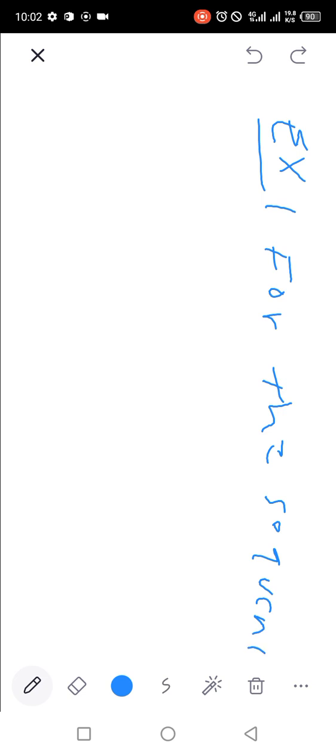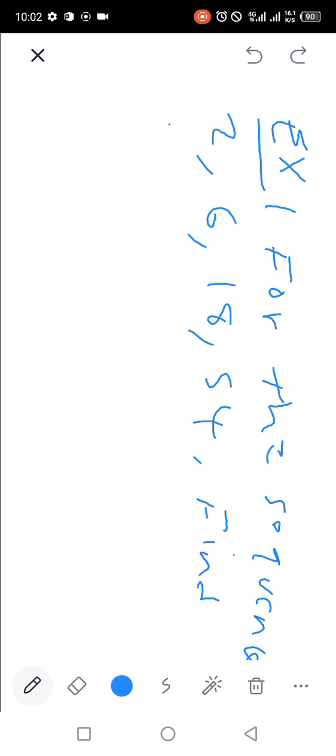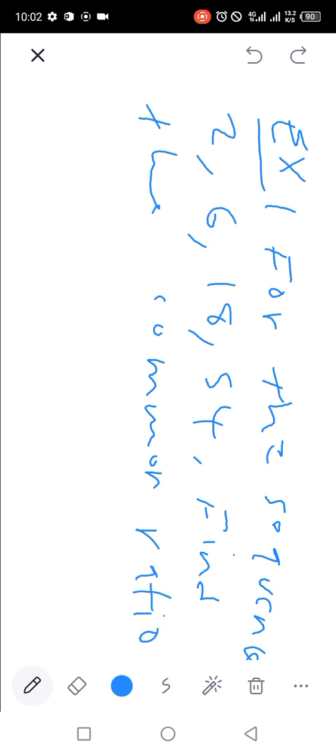So example 1. I'll be dictating most of the things. For the sequence 2, 6, 18, 54, find the common ratio. So copy that. For the sequence 2, 6, 18, 54, find the common ratio.